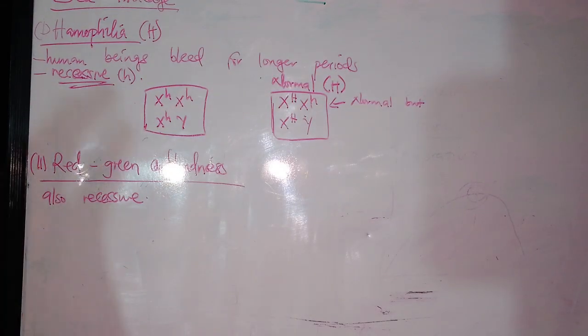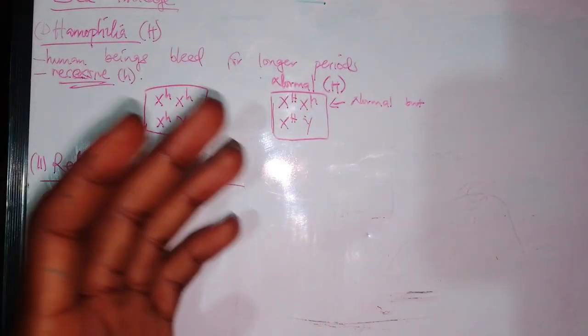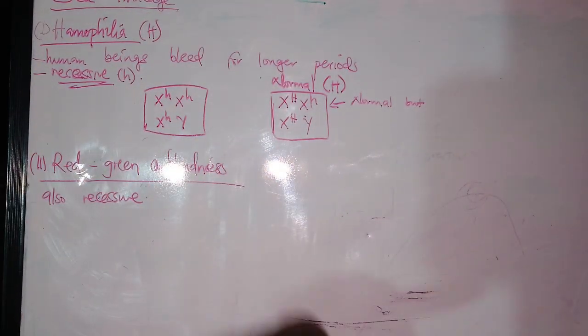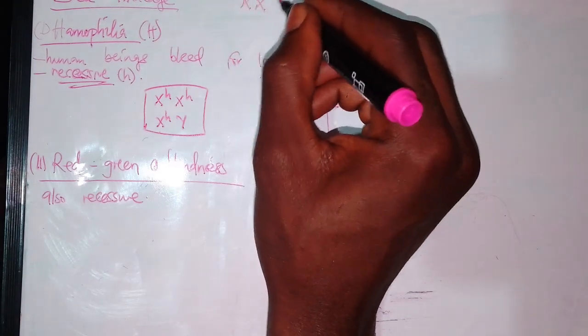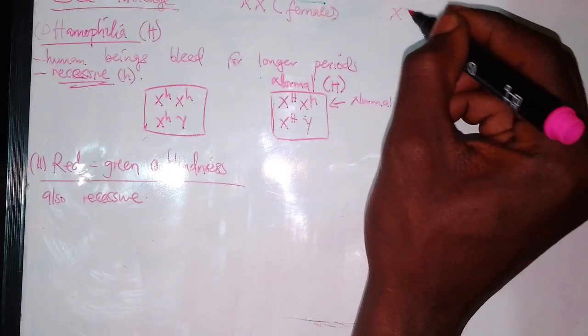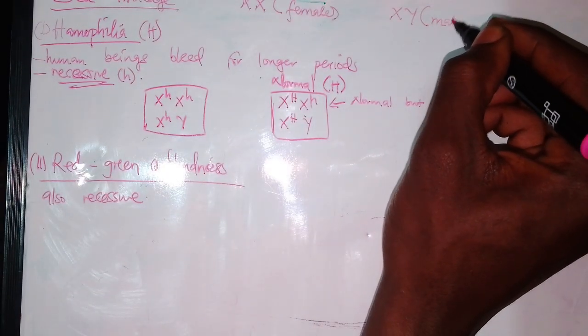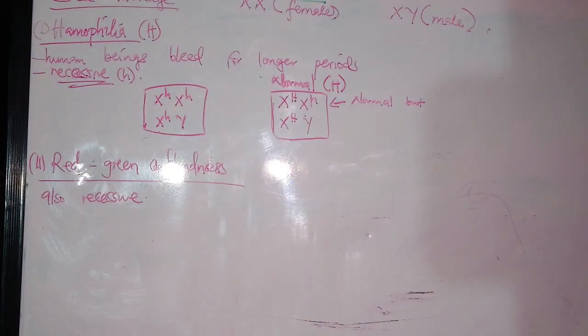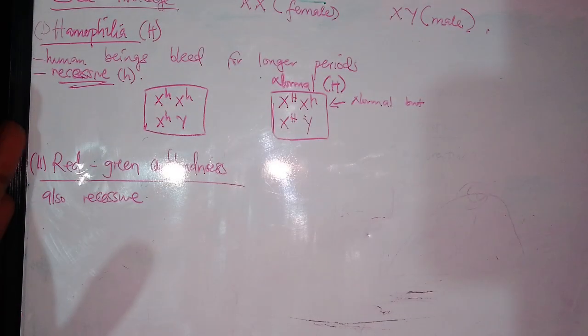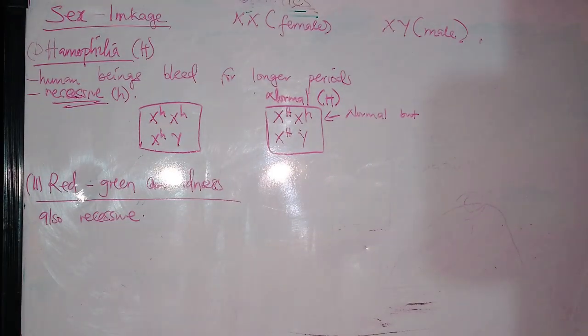One more thing: sex linkage has to do with the gender or the sex of the baby. When we have XX, it means we have female. When we have XY, it means we have male. So whenever you are looking at questions that deal with sex linkage, remember that XX means female and XY means male.